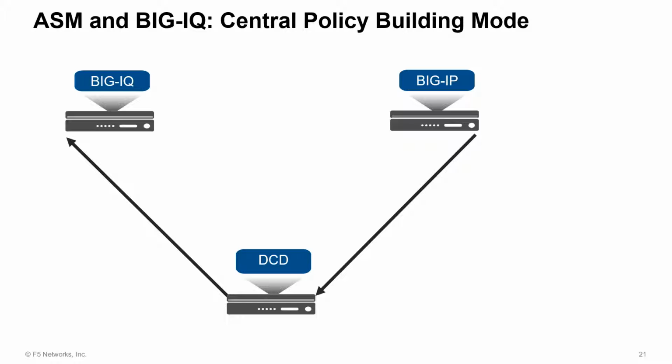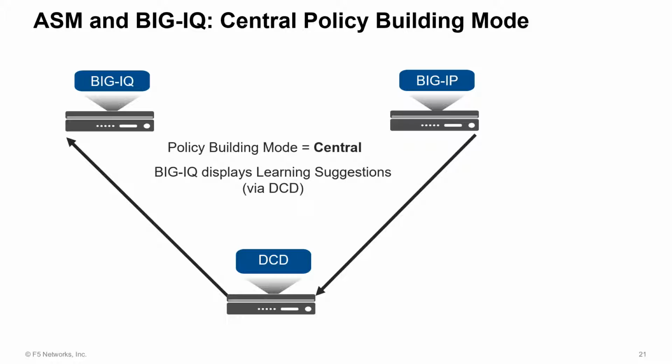Centralized Policy Builder, or CPB, makes learning suggestions for policy building based on traffic the BIG-IP policies encounter. In the GUI, this is called Central. If configured to use central policy building, rather than their own local policy builders, the BIG-IPs do not use their own policy builder to alter their own policies. Instead, policy building on each BIG-IP device is managed by the BIG-IQ.